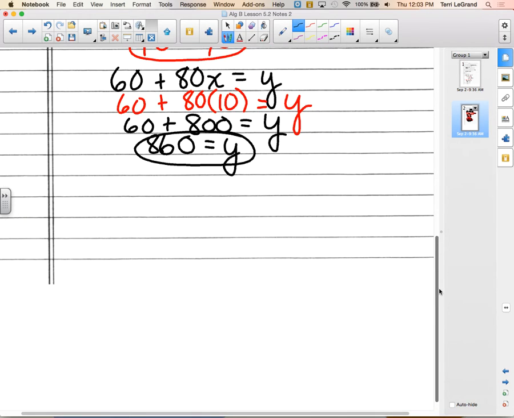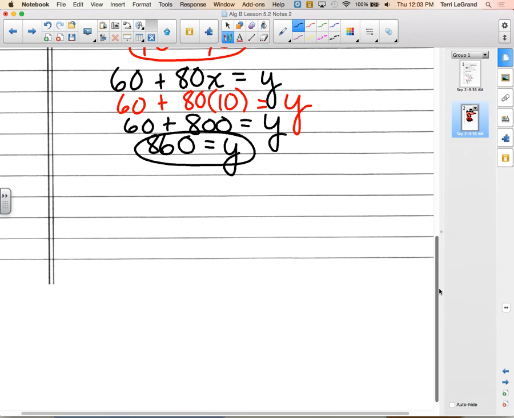Okay, do you agree with me that y is 860? So instead of writing an ordered pair answer this time, we know what these represent. If we had graphed this, the two lines would intersect at the ordered pair (10, 860). Talk about a big y value this time.